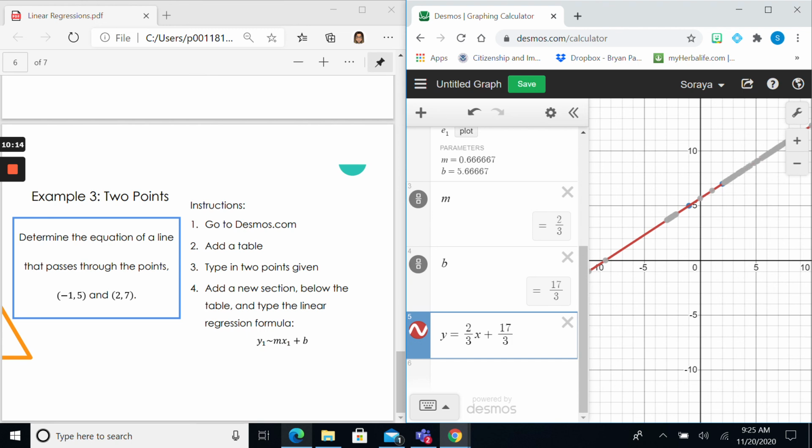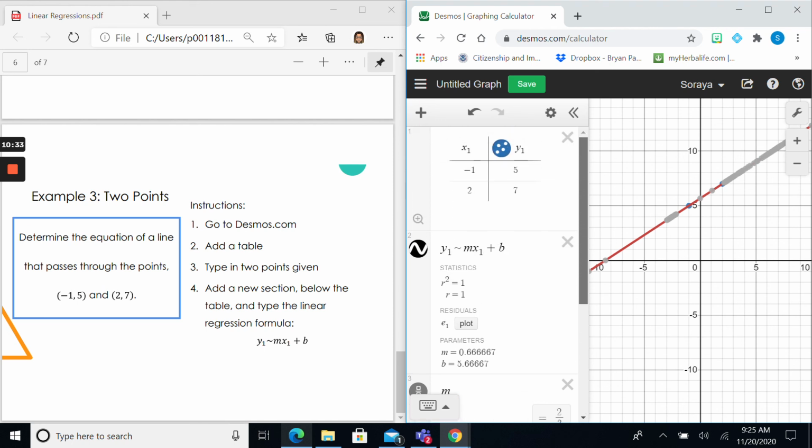So this is how you use linear regression to find your equation of a line given 2 points. And once again, if they ask you for the rate of change or the slope, you're going to look at the m, which is 2 over 3. And if they ask you about the y-intercept, then it's 17 over 3. Okay, so linear regressions are very useful when it comes to tables, graphs, and or 2 points, right?